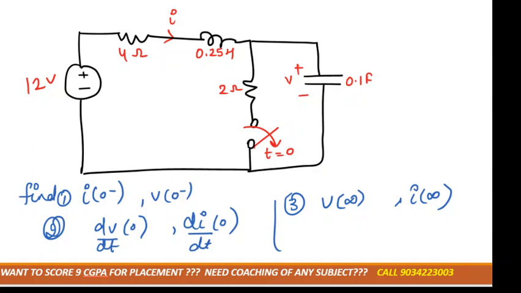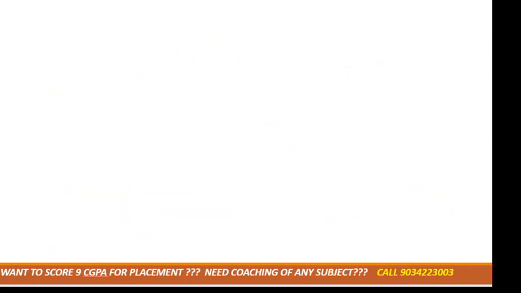So in this question, as you can see, we have R, L, and C all present, right? And I told you, if we have all three elements, RLC, then it is known as a second order RLC circuit. Okay, so for this we have to follow certain steps again, as we did for the first order circuit.